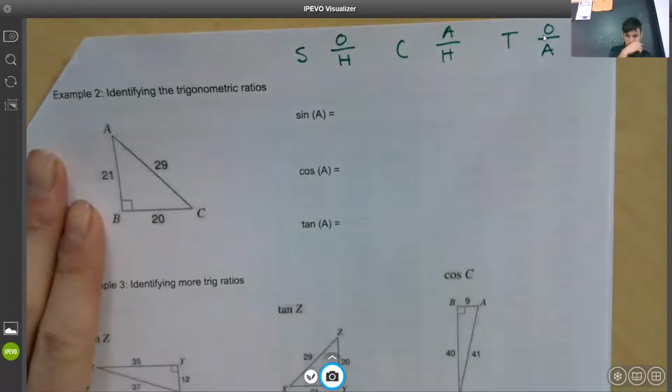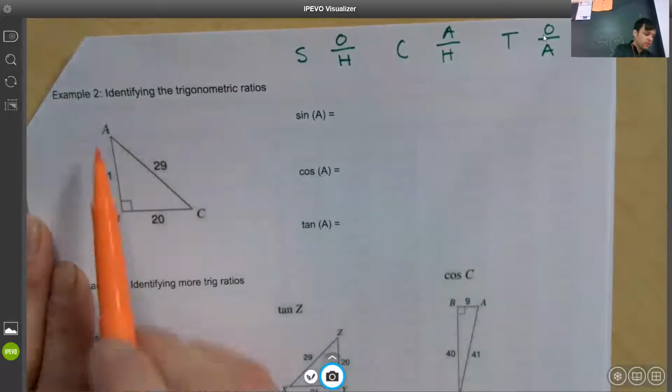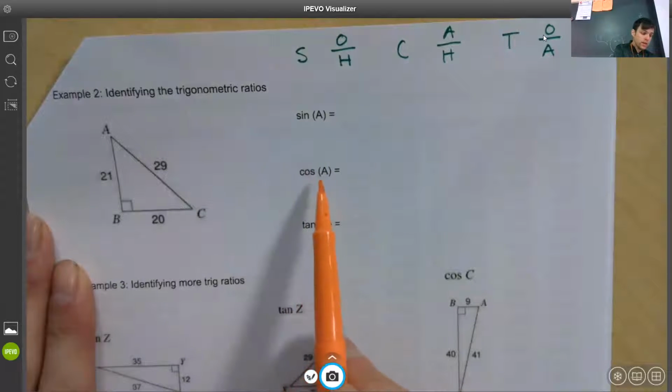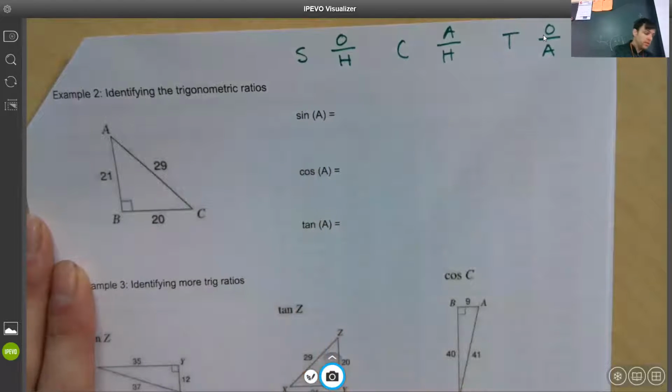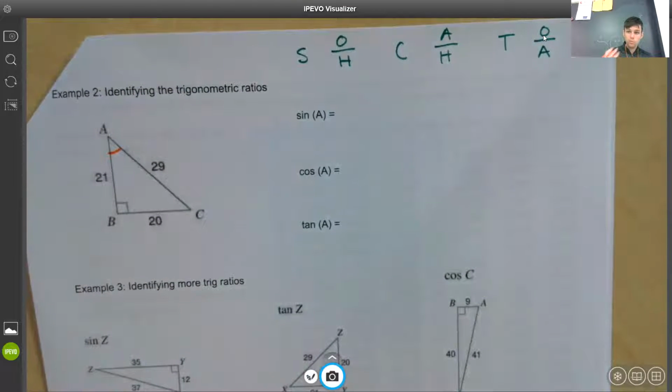Anyway, let's go ahead and take a look at this example here. We're going to be identifying the trigonometric ratios for this triangle. We're doing the sine of angle A, the cosine of angle A, the tangent of angle A. So all of these are using angle A. So I can go ahead and label my triangle sides relative to angle A. I'm going to label opposite, adjacent, hypotenuse.